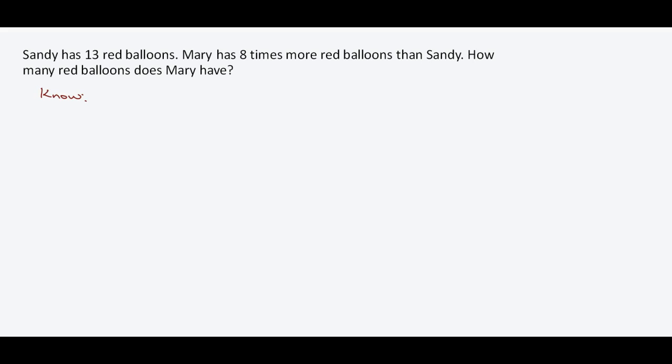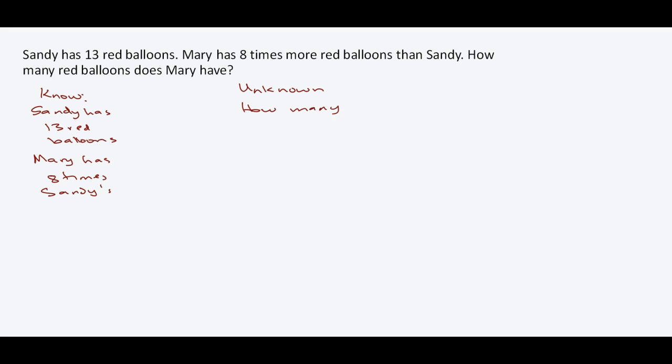What we know is that Sandy has 13 red balloons, and Mary has 8 times Sandy's. What don't we know? What we don't know is how many balloons Mary has. What's the keyword here? We're looking at times. Times means multiplication.